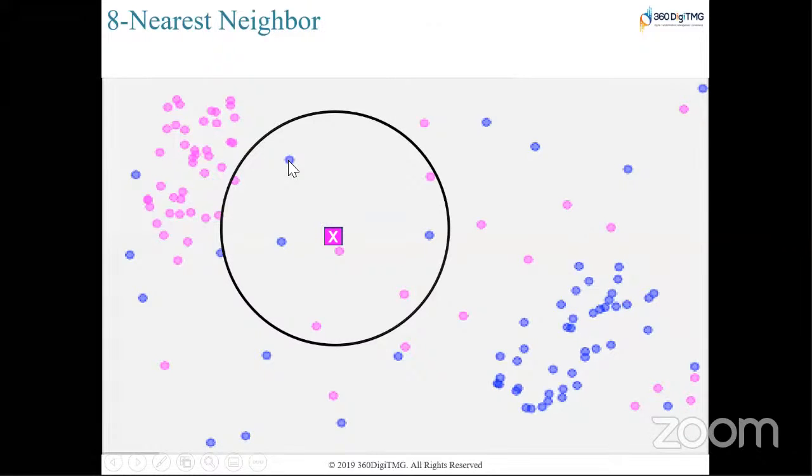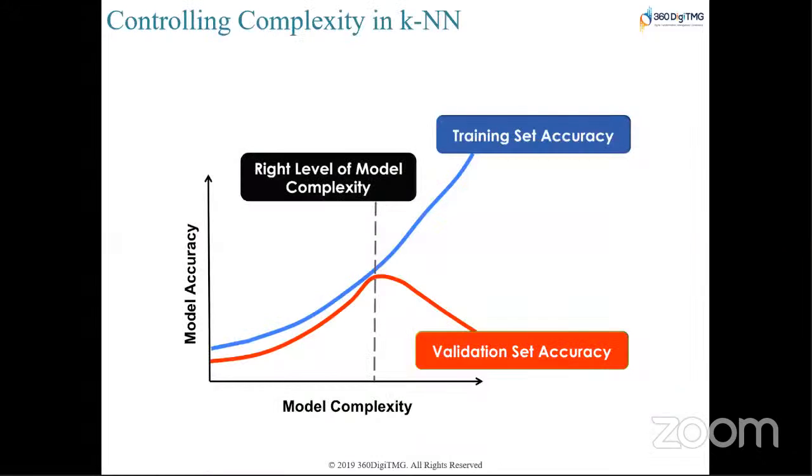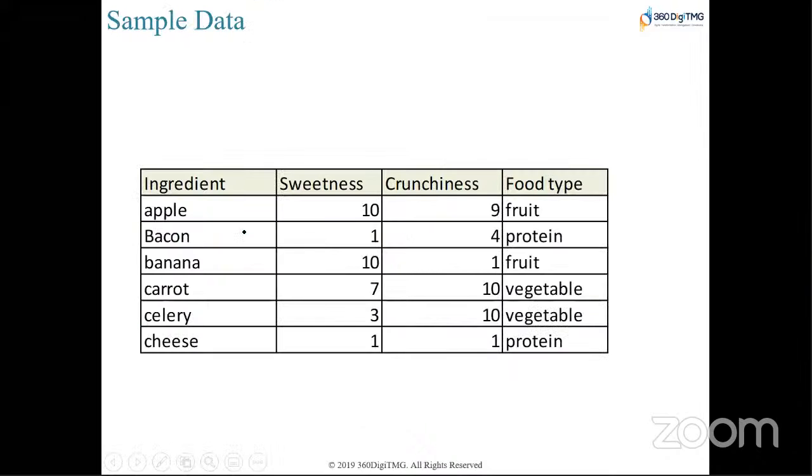So this is what the k values are. If you keep increasing the k value, the model accuracy will increase, but after some time the accuracy will fall down. All right. So let us now look at a small example.